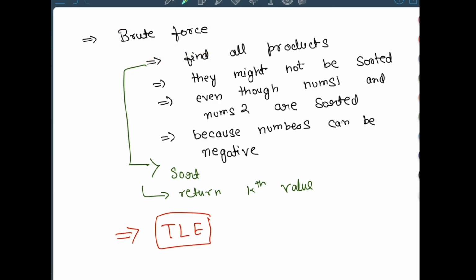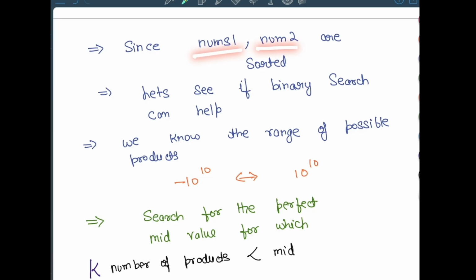Now the thing is, guys, the question says that nums1 and nums2 are sorted. If they are sorted, then for sure we might need to use this particular constraint that the data is already sorted. So there is something we can do with this sorted data, right? Now the first thing is, when the data is sorted and we want to search for a particular value, the best algorithm to search is binary search, right? So we can say nums1 and nums2 are sorted. Let us see if binary search can help. Okay, that's what we are trying to do.